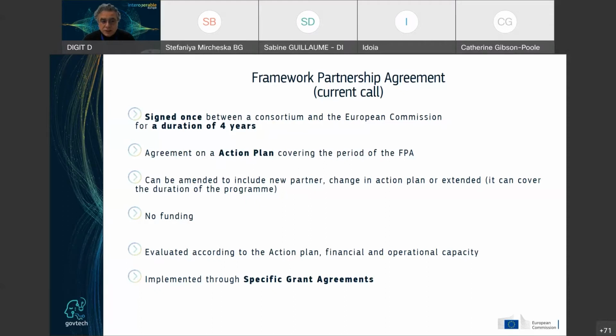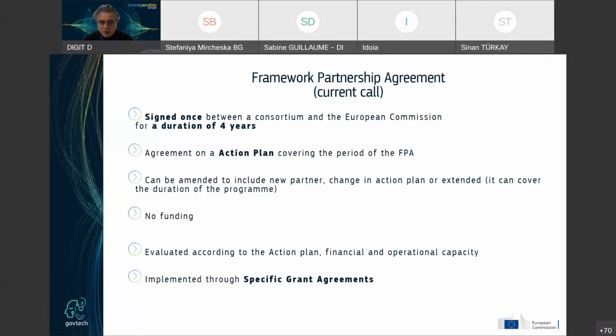And so it means that the evaluation will be done according to the action plan. There will be a financial assessment, but it is more about the solidity of the partner. This is done at submission time by the Commission, the Research Executive Agency validation services, but we will also evaluate the operational capacity to carry out the activities that are proposed in the action plan. And after, of course, as I said, there is no funding.